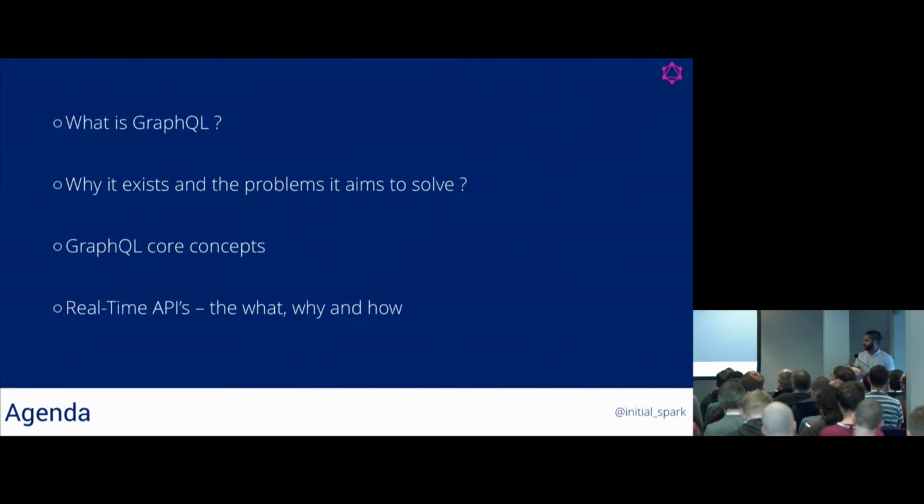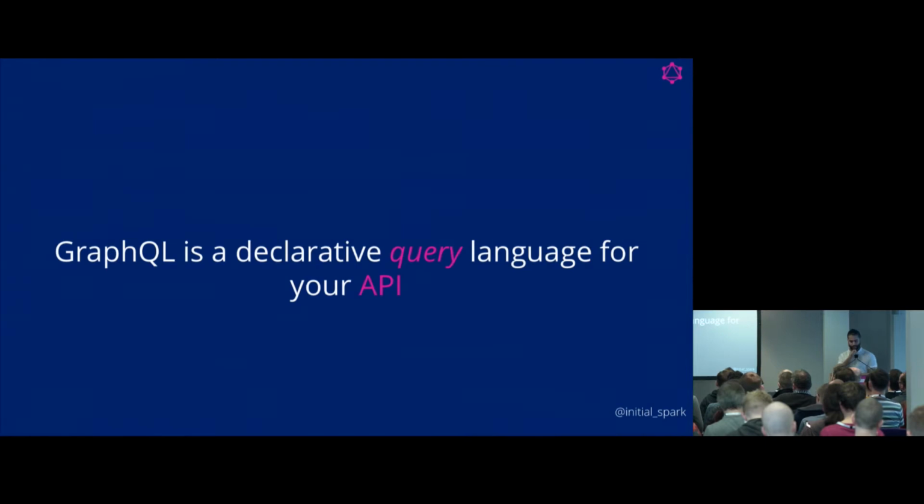So let's start with the ultimate question. What is GraphQL? Essentially, GraphQL at its core is a query language for your API. It gets confused a lot with being a database language because of the QL, and people think it's like SQL, but it's actually not. It's a query language for APIs. So what do we mean by a query language for APIs?